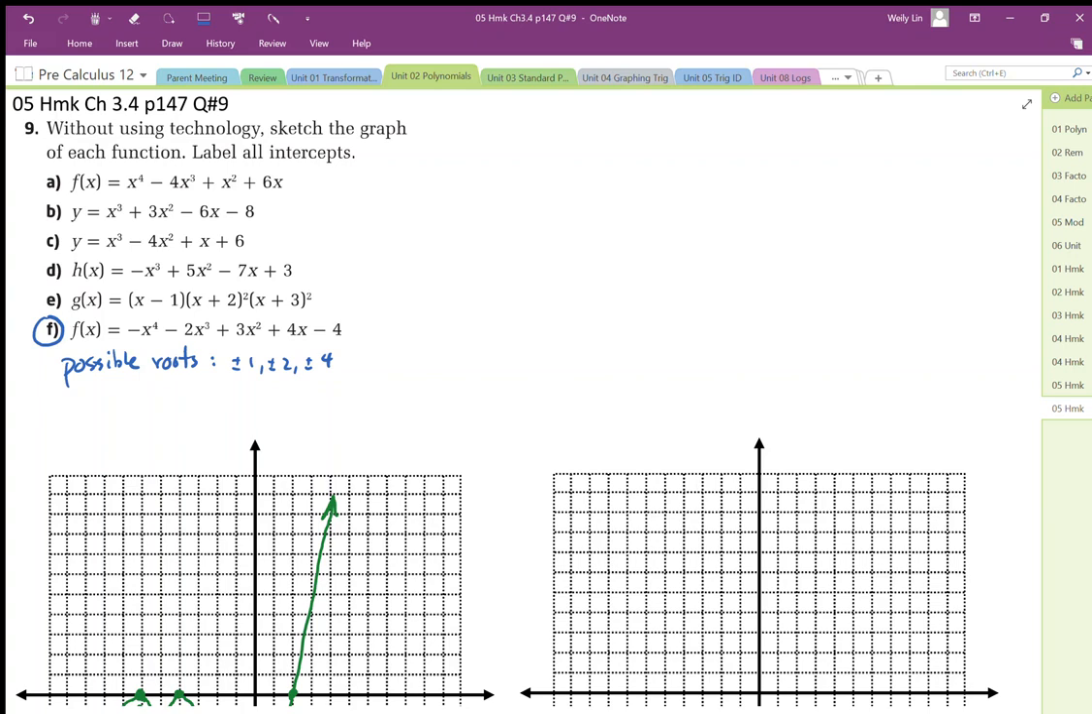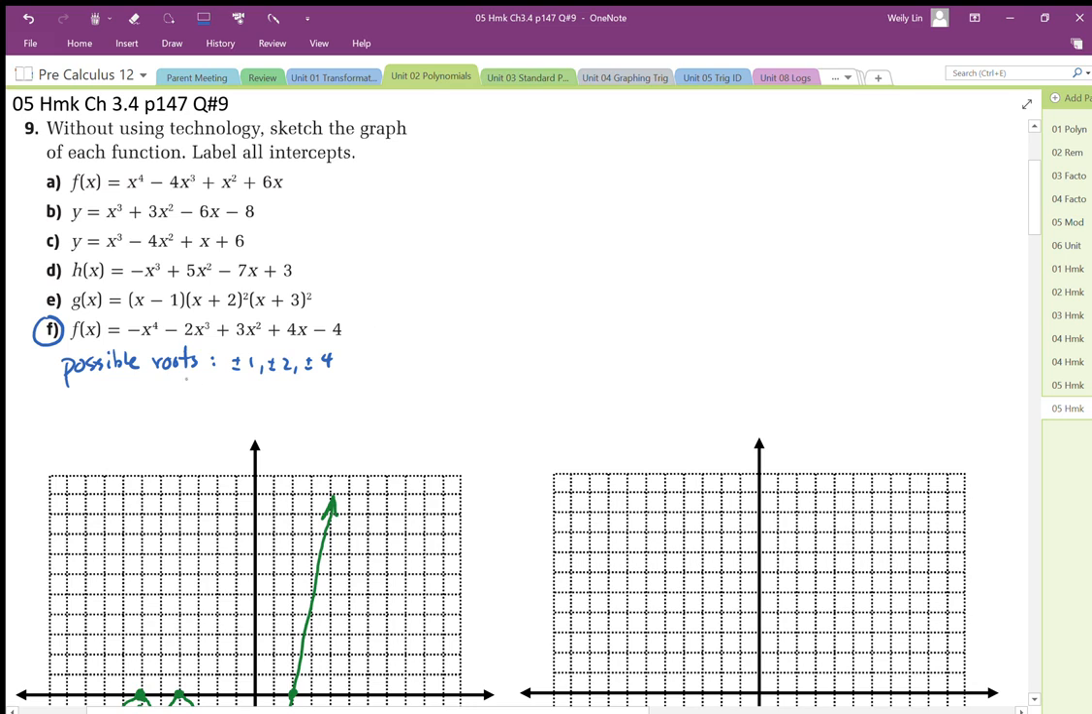Question number 9F. We have this fourth degree function and it's got a negative leading coefficient, so it's got to be opening down, so it's got to be like that. And we have it in non-factored form. So we have to factor this.